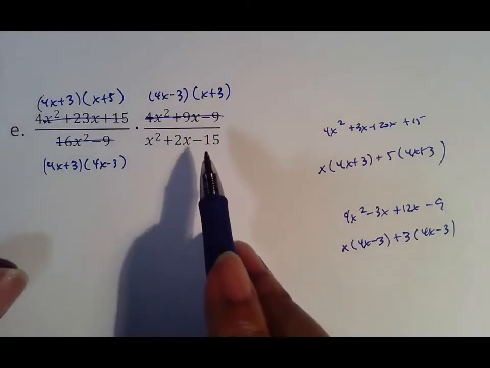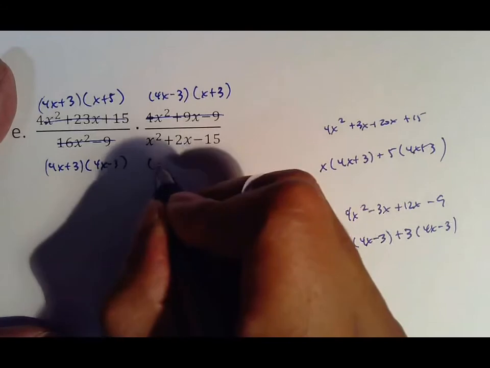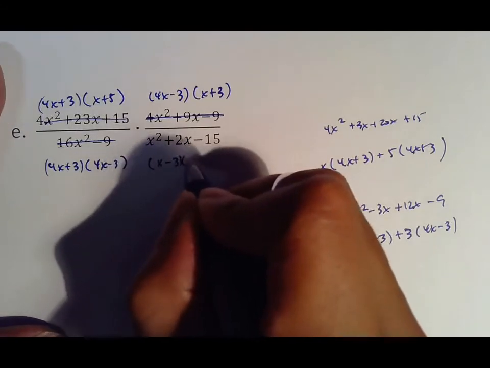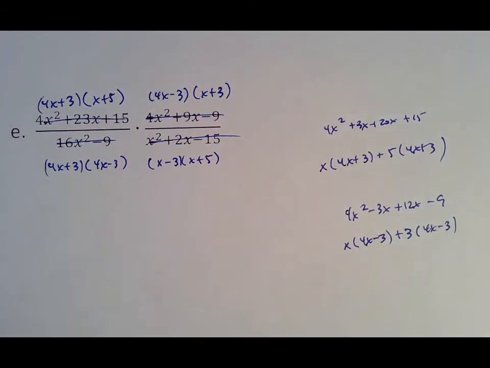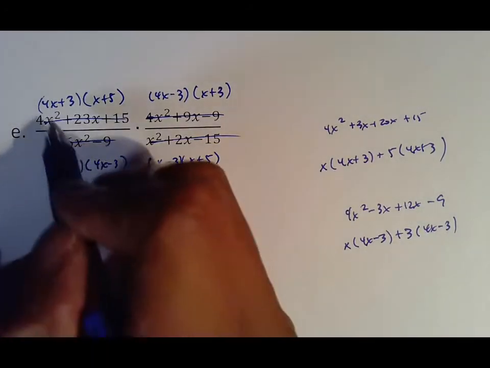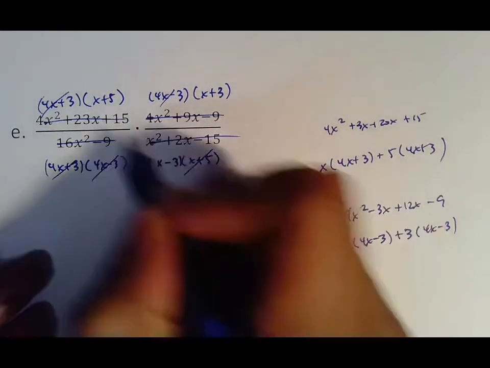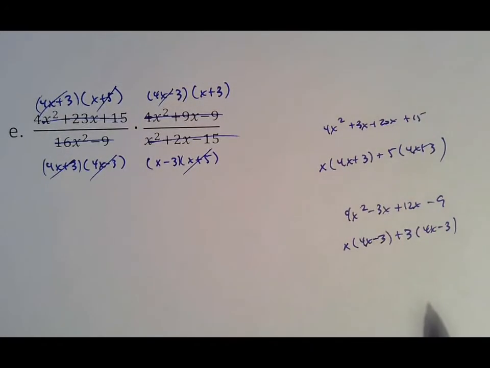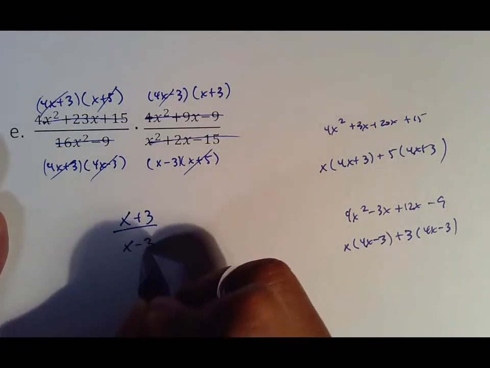And then the last one multiplies to be 15 and subtracts to be 2, which is 3 and 5. Again, for a positive 2, I have to do a negative 3. From there, all you do is look for pairs on top and bottom. So the 4x plus 3's cancel. The 4x minus 3's cancel. It looks like the x plus 5's cancel. And that is all. So you end up with the answer of x plus 3 over x minus 3.